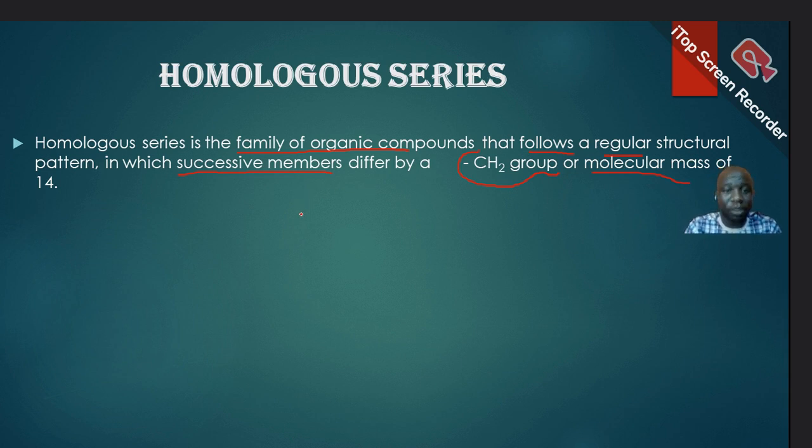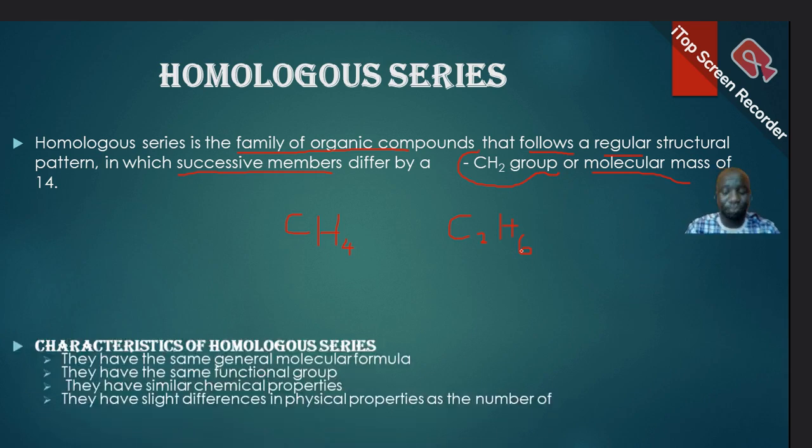Take for example, if one of the members of the family is CH4, then the next member will be obtained by adding 1 carbon atom, and that will be C2. So I have 2 carbon atoms now. Adding 2 hydrogen atoms, and that will make H6. So successive members in the family have a difference of CH2 between them, or a molecular mass of 14.